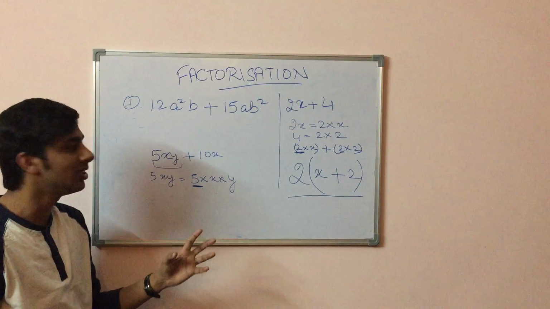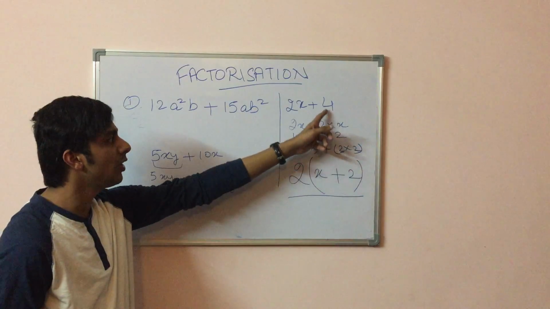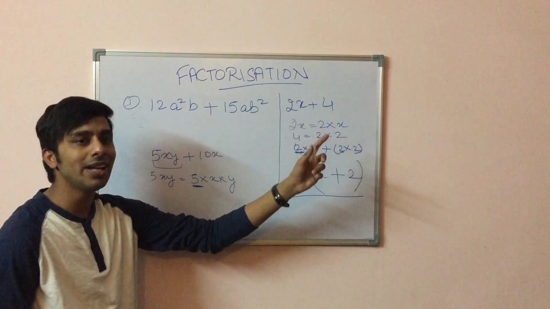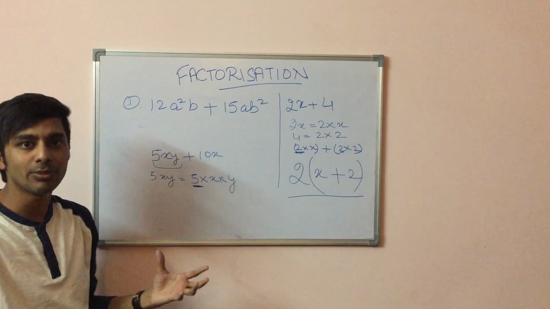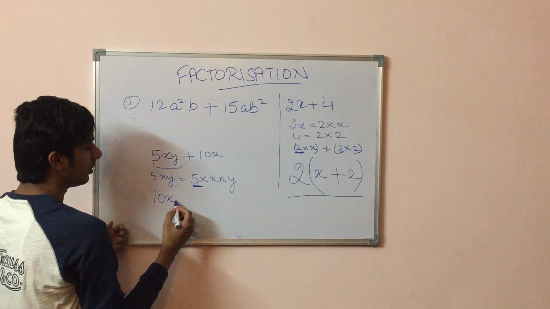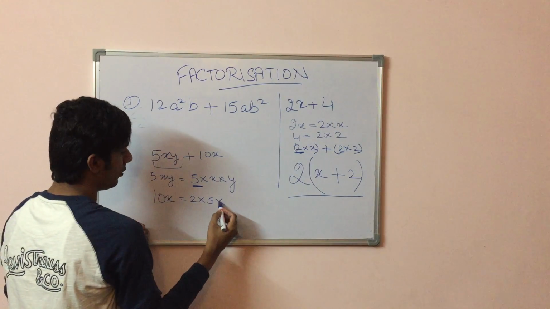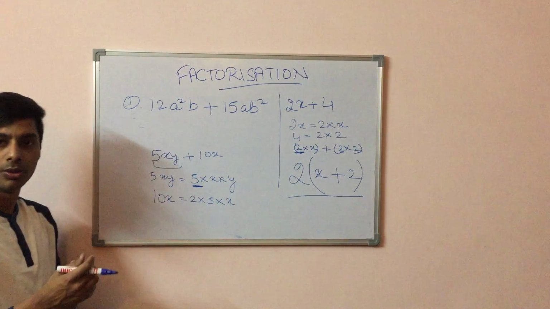It should not be a composite number. You cannot write 4 over here. Suppose I have to write 4, you cannot write 4. You have to write it as 2 into 2. Why? Because 2 and 2 are the prime numbers, right? Now coming to 10x, 10x can be written as 2 into 5 into x, right?